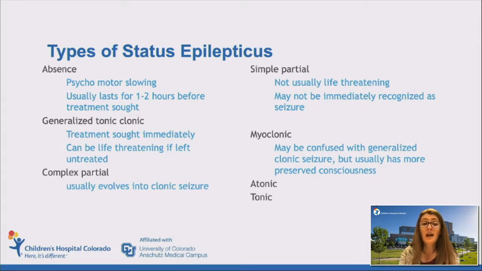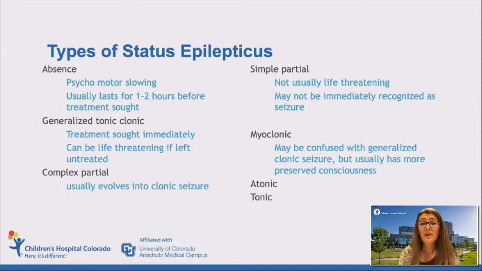The same goes for a complex partial seizure or a focal seizure. Usually this over time will evolve into a generalized tonic-clonic seizure, but for the most part, it has a very clearly demarcated onset. Simple focal seizures are focal seizures that do not have alteration of awareness. They are usually not life-threatening because awareness is maintained, and so we're able to breathe and maintain our saliva and protect our airway through those. And they may not be immediately recognized because oftentimes the symptoms of the seizure are much more subtle.